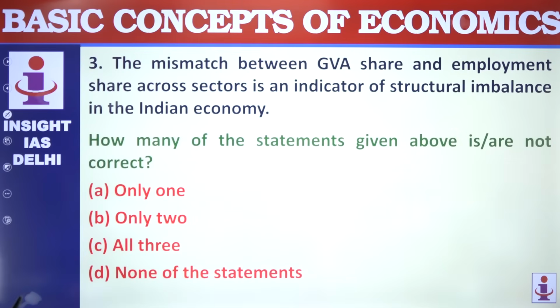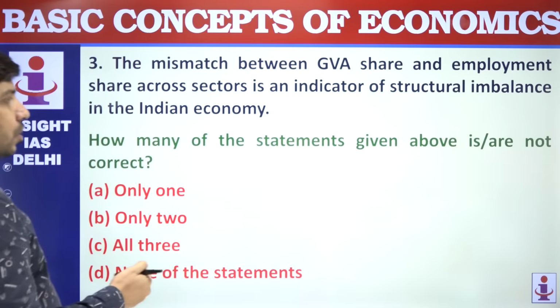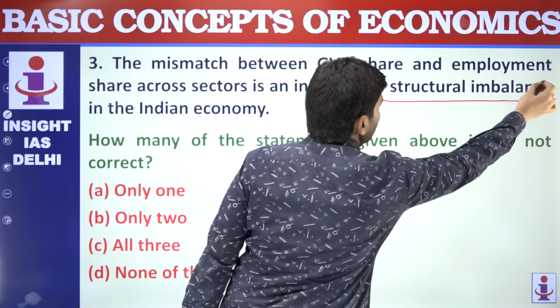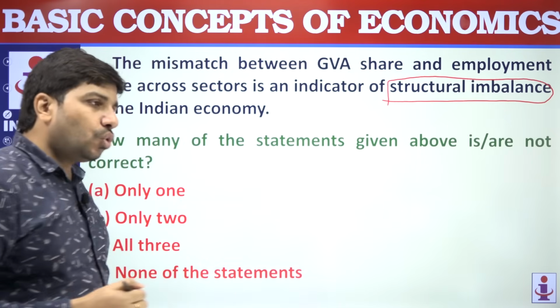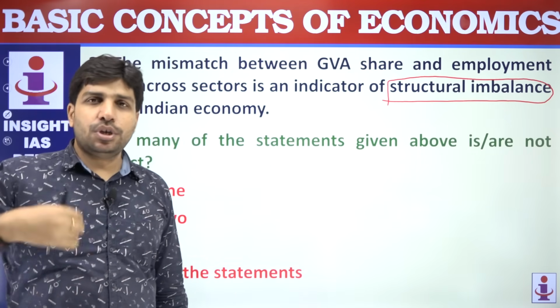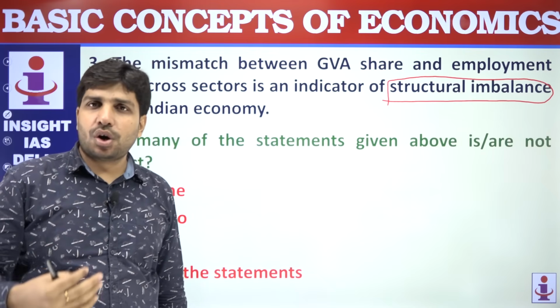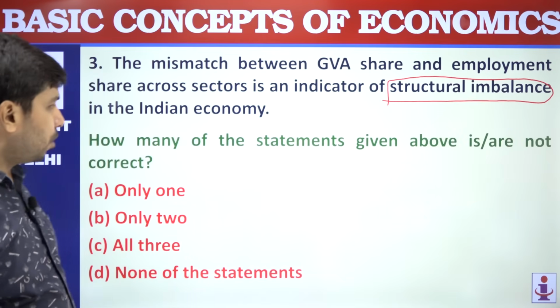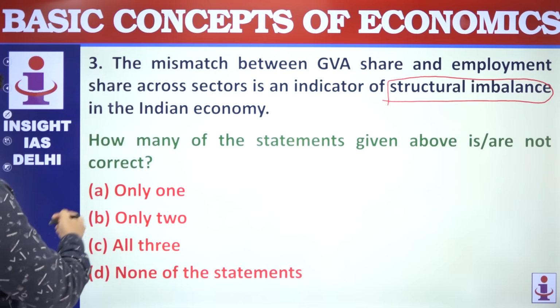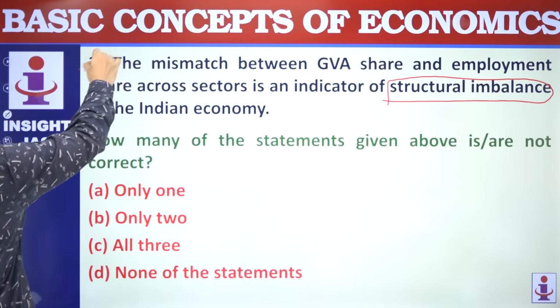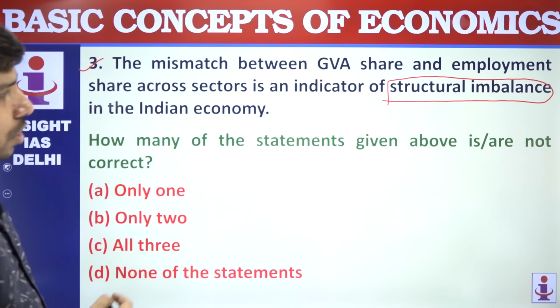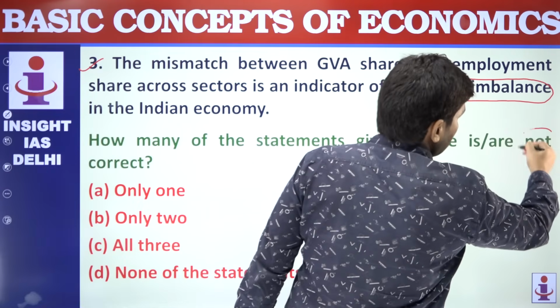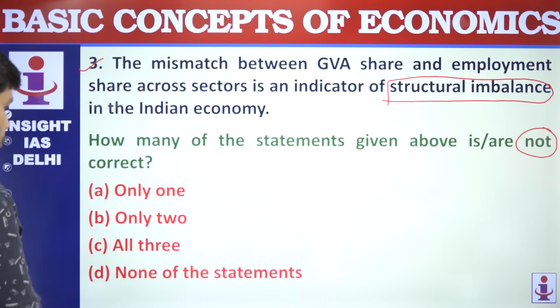Correct. The mismatch between GVA share and employment share across sectors is an indicator of structural imbalance. This is an indicator of structural imbalance, that though the tertiary sector is contributing a lot to GVA, it is not absorbing a corresponding percentage of employment. So this is also correct. Question is talking about not correct. So none of these statements, because all the three are correct.